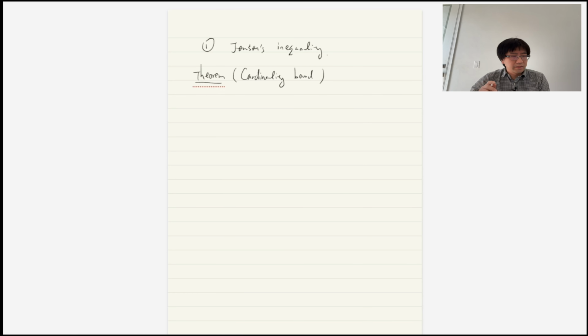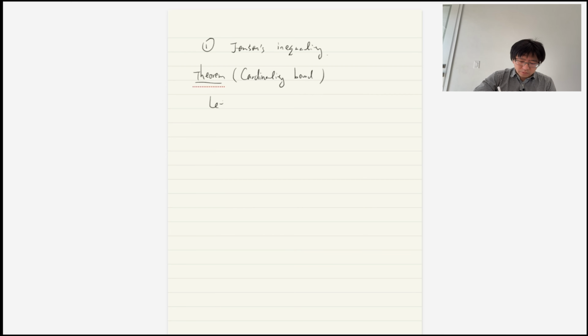Okay, it basically tells you what the upper bound of the entropy is. We have seen this before: for the binary entropy function, I showed that it is upper bounded by log 2. That is the cardinality bound. We're going to extend it to the general case.